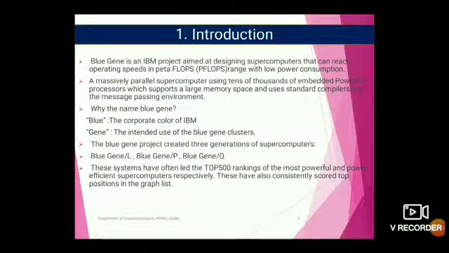Blue Gene is an IBM project aimed at designing supercomputers that can reach operating speeds in petaflops with lower power consumption. A petaflop is the ability of a computer to do 1 quadrillion floating point operations per second. For example, the human brain is estimated to operate at 1000 petaflops. It is a massively parallel supercomputer using tens of thousands of embedded PowerPC processors which supports a large memory space.